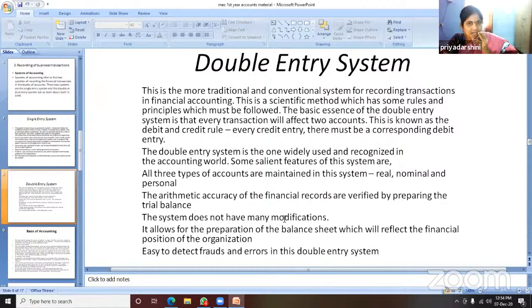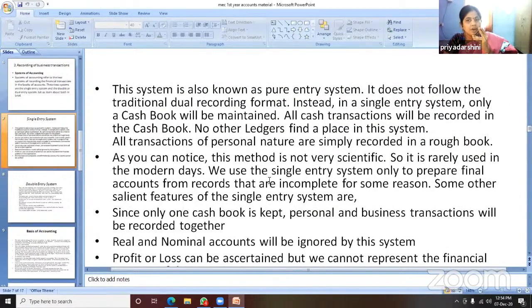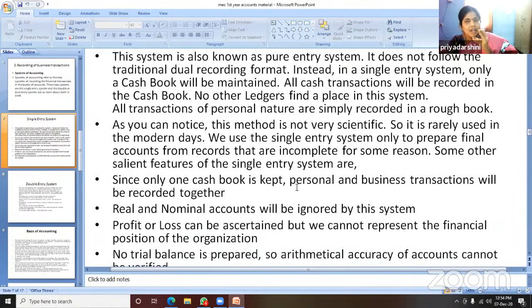Under single entry system, they are not following the systematic way of accounting. They just record the transactions all together in a rough notebook, both personal and business transactions. And one more, they maintain a cash book. So they are not following a systematic method to record the transactions. Hence, it is not easy to detect the errors.